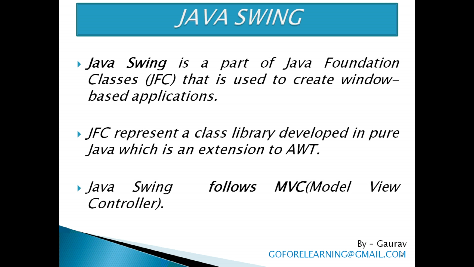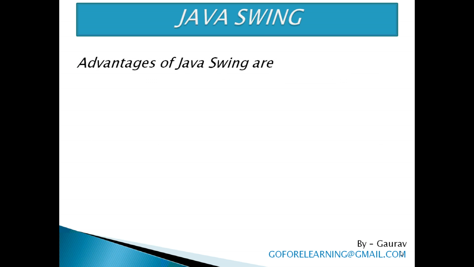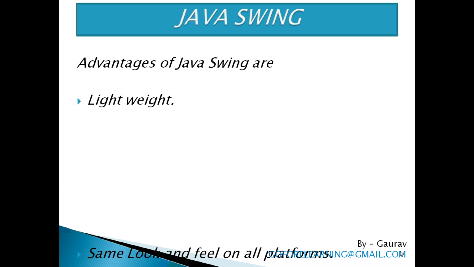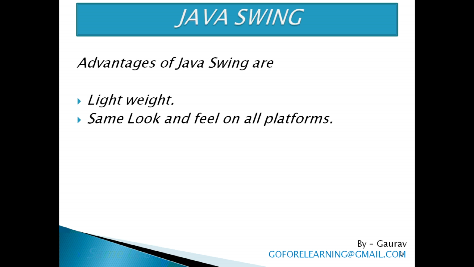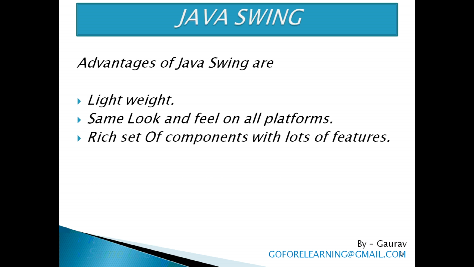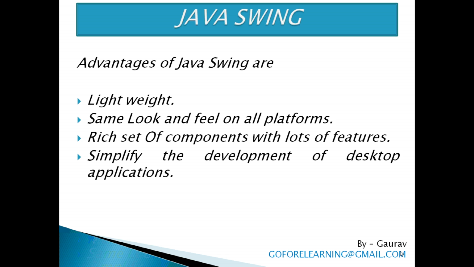Java Swing follows MVC, Model View Controller, where the model represents data, the view represents presentation, and the controller acts as an interface between model and view. Some of the advantages of Java Swing are: it is lightweight, it has the same look and feel on all platforms, it has a rich set of components with lots of features, it simplifies the development of desktop applications, and it is pluggable, so the look and feel can be changed at runtime based on the available values.